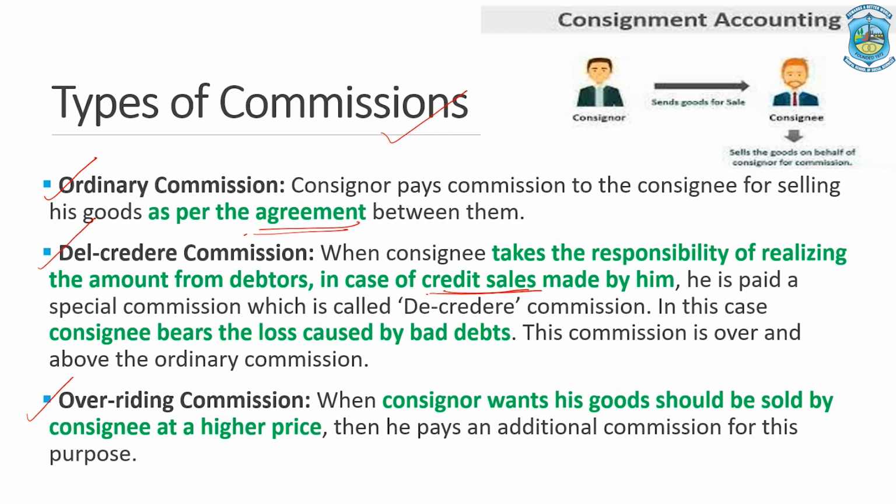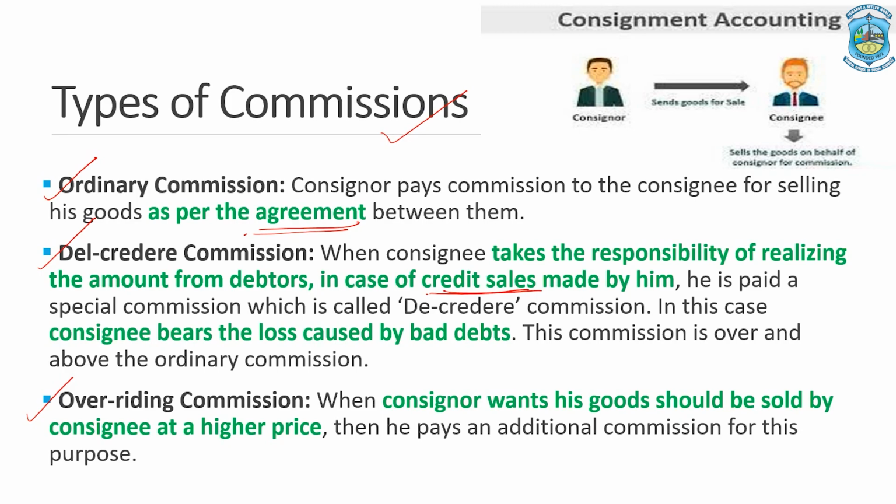Now when the consignee is selling the goods on credit, he is not only taking the responsibility of selling the goods on credit, but he is also taking the responsibility of collecting the money from the debtors. So that's a very important job that is performed by the consignee. So he charges a special type of commission, that is Del-credere commission.